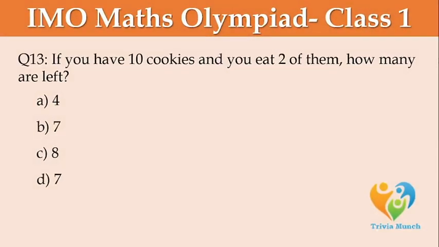If you have 10 cookies and you eat 2 of them, how many are left? Option A 4, option B 7, option C 8, option D 7.